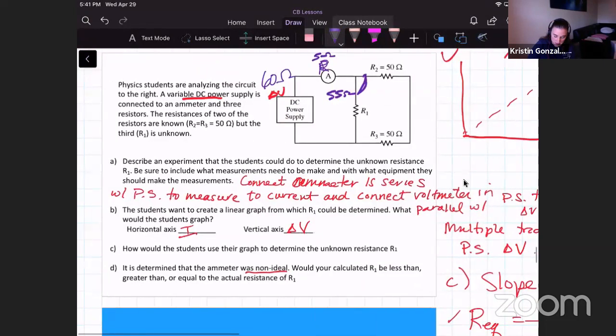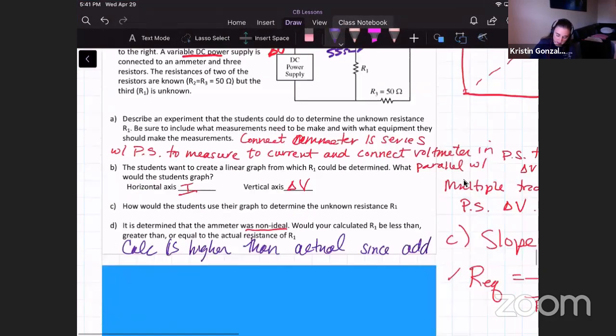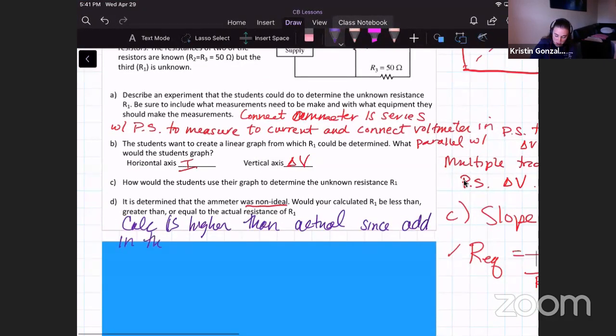So the calculated R1 is higher than actual, since adding the amp meter in series increases the resistance. Okay, so what is that going to change and how would that affect your data? There's always one of those types of questions on a lab-based question.